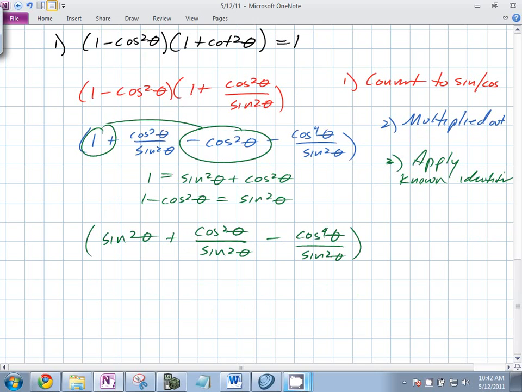What should we do now? Put them all together. Yeah, you could try putting them all together with a common denominator, absolutely. So what's our common denominator going to be? Sine squared. So this is going to be sine to the 4th theta plus cosine squared theta minus cosine to the 4th theta all over what? Sine squared theta. Absolutely, that's great.